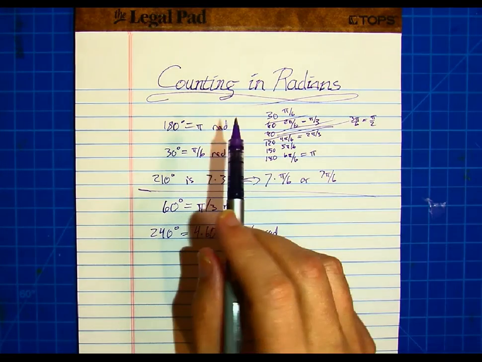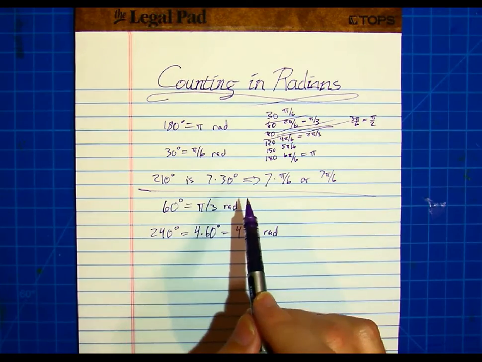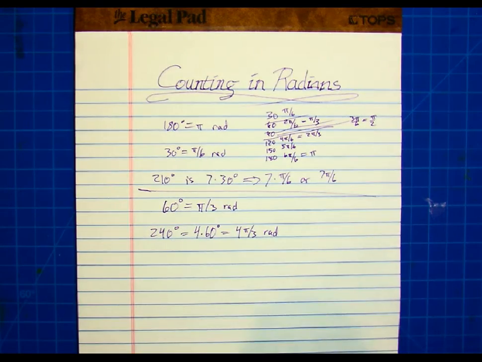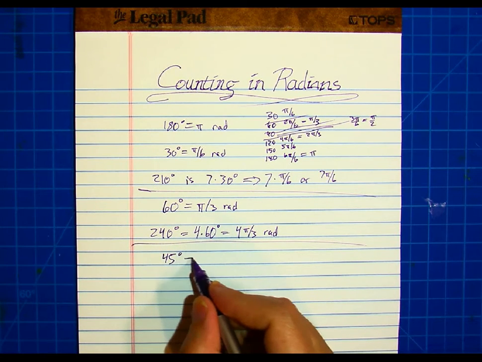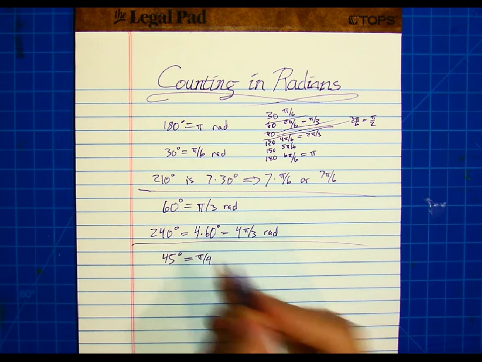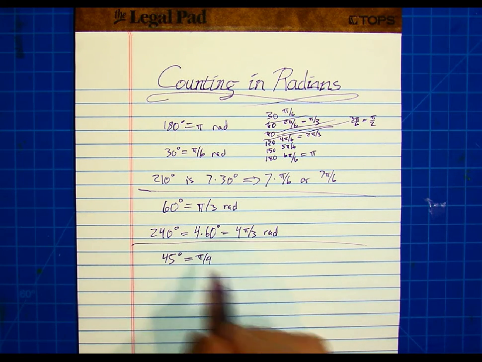So just think about it that way: every 30 degrees is pi over 6 radians, and then do the math to get up to the angle you want. Same thing with 60 degrees. Now the strategy I use for 45 degrees, because it's a little tougher, is that it's pi over 4 radians. Pi over 2 radians is 90 degrees, so half of that again is pi over 4.